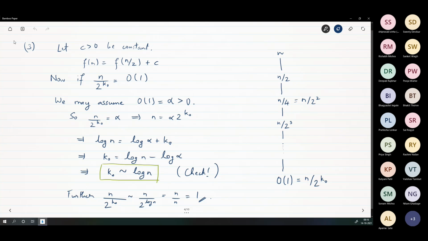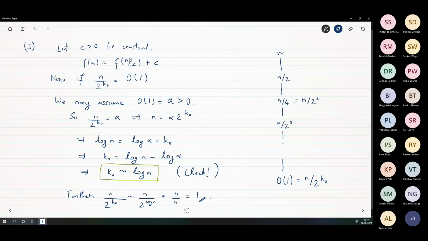Then I write down this relation: f of n is f of n by 2 plus c. Do you realize this is also a recurrence? Because n by 2 is less than n, I'm expressing f of n in terms of something smaller. This is also a recurrence. It need not be n minus 1, n minus 2. It could be a fraction also, no problem.